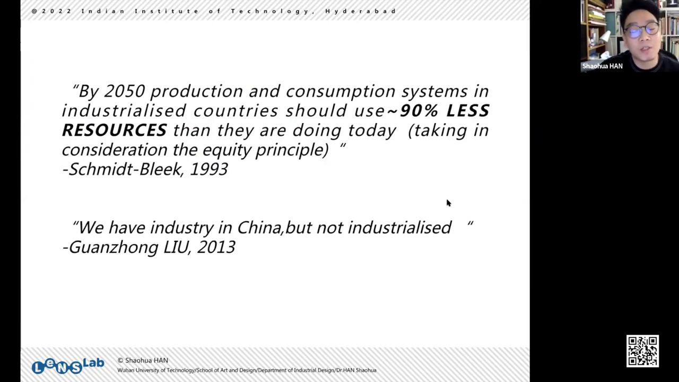And there's another great professor in China, the founder, or the greatest professor of industry in China. He said in 2013 that China has industry, but is not industrialized. That was in 2013. And from that day, we have been working hard on industrialization, but that does not mean the situation has gotten better.